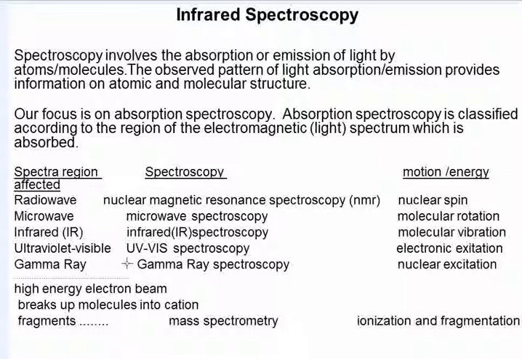There's also, just to point out a further example, something called gamma ray spectroscopy. It is the most intense energy type of spectroscopy. It involves the absorption of gamma rays. Then there is another spectroscopy which technically doesn't involve the absorption of light, but rather the absorption of energy sufficient to break up molecules into ionic fragments. That's called mass spectroscopy.